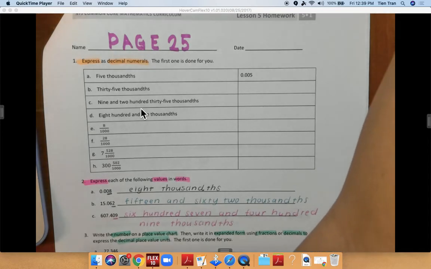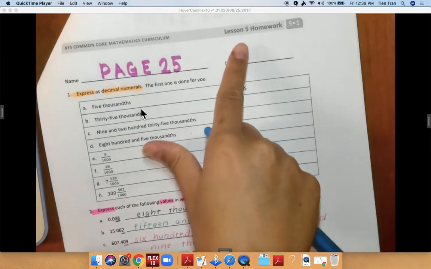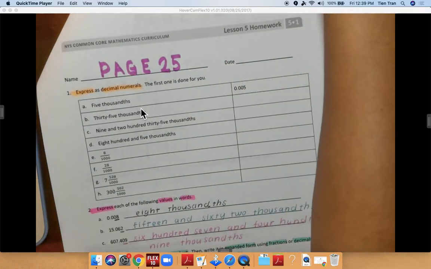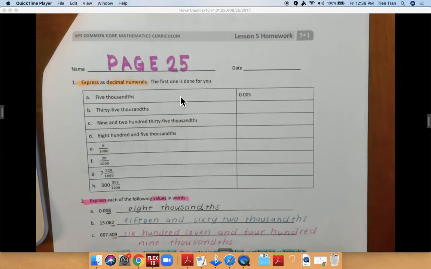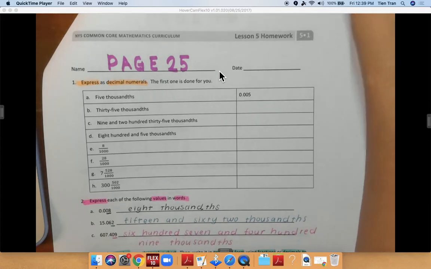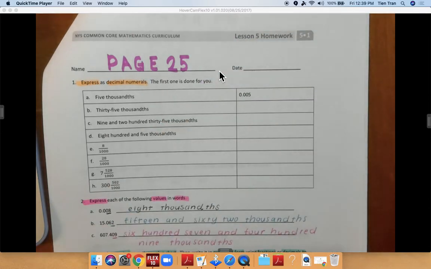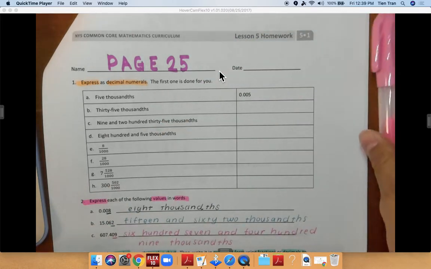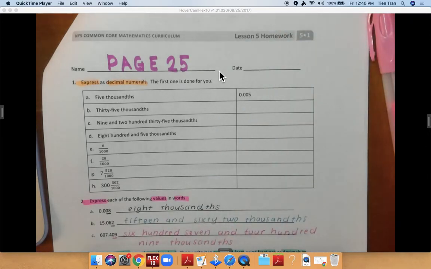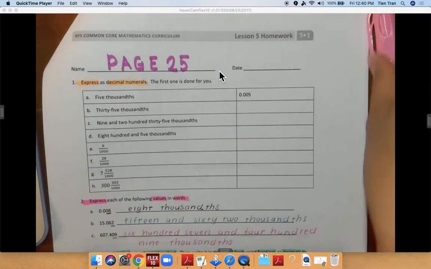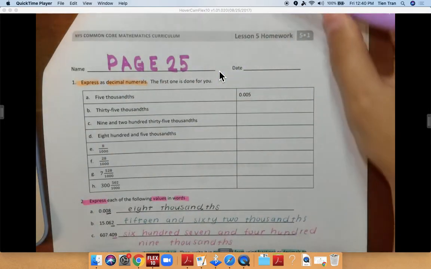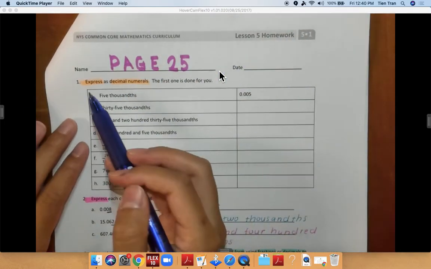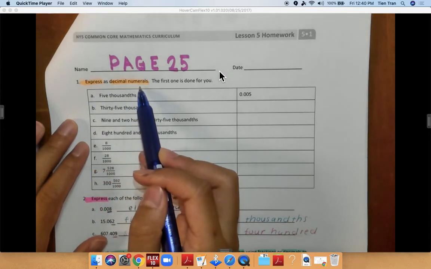We are on page 25, lesson 5 homework. Make sure you guys are turning to the correct page number. So we are on page 25, lesson 5 homework. Okay? So I'm going to be going over lesson 5 homework, and I'm going to read the first question out loud. The first question says right here, express as decimal numerals.